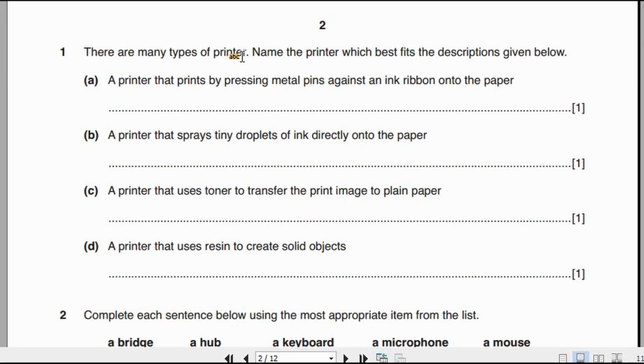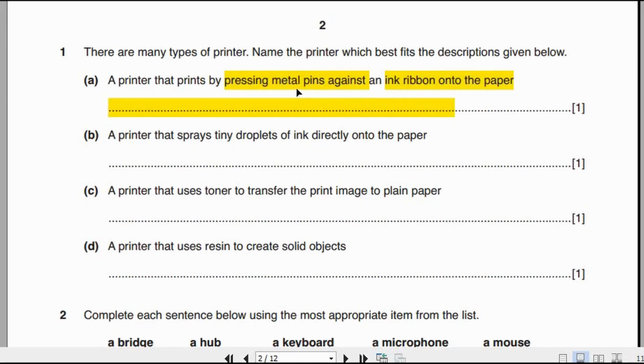Question number 1. There are many types of printer. Name the printer which best fits the description given below. A printer that prints by pressing metal pins against the ink ribbon onto the paper. This is undoubtedly a dot matrix printer that is commonly used in hospitals and supermarkets. These printers are also called impact printers because they impact on the paper like a typewriter.